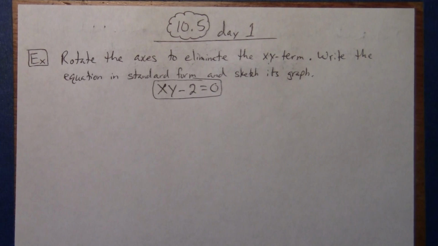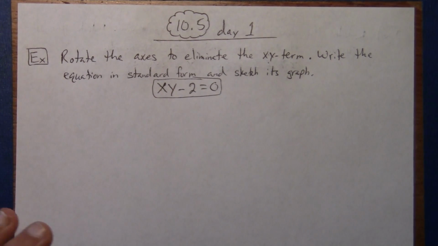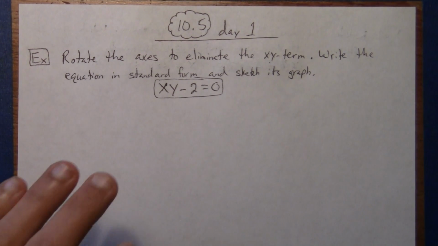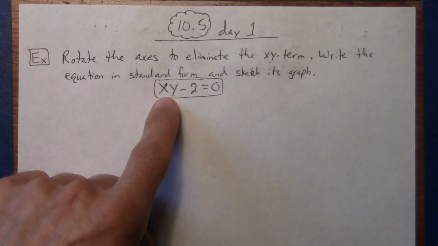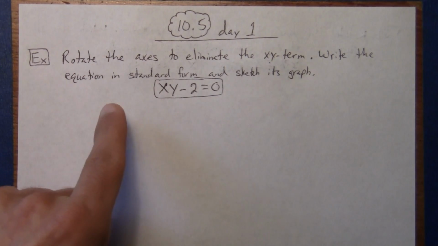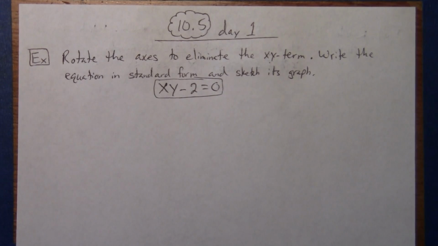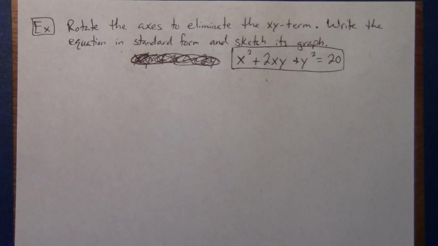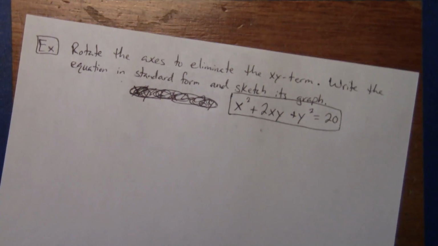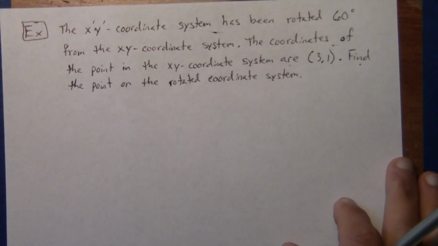The second thing we'll do is we'll actually run through and do the rotating and eliminating the axes idea. So it's going to ask you to rotate the axes to eliminate the xy term, write the resulting equation in standard form, and then sketch its graph. And then we'll do another one where we rotate the axes to eliminate the xy term, write the equation in standard form, and sketch its graph. So let's start by taking a look at that first one.